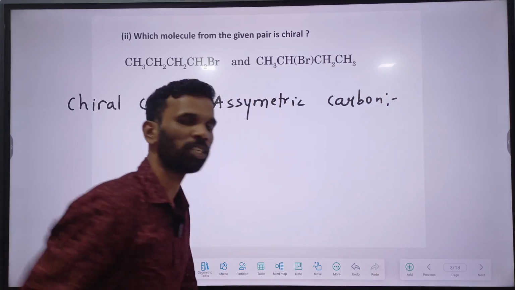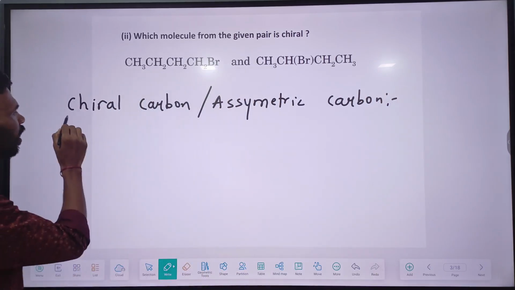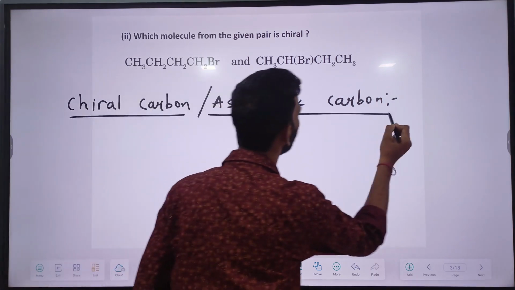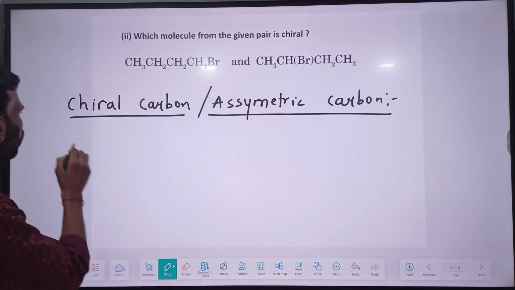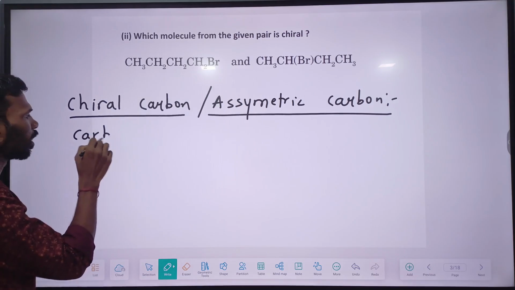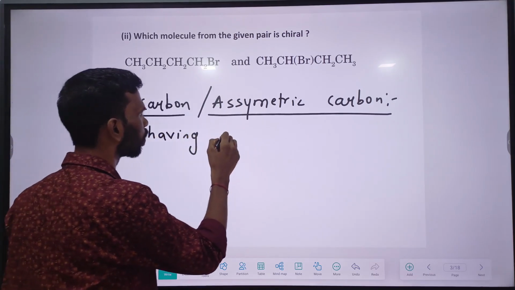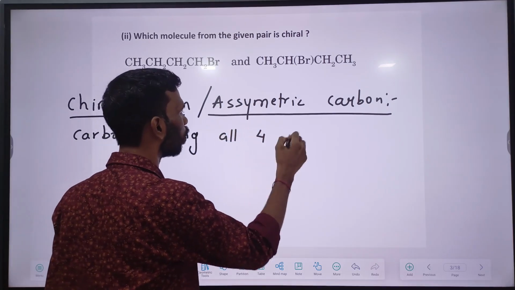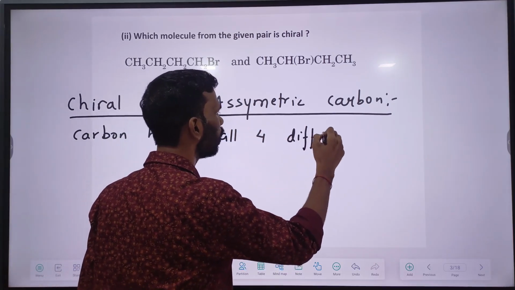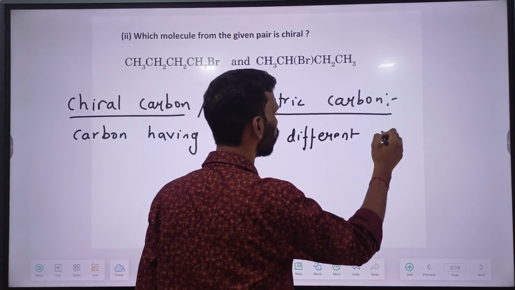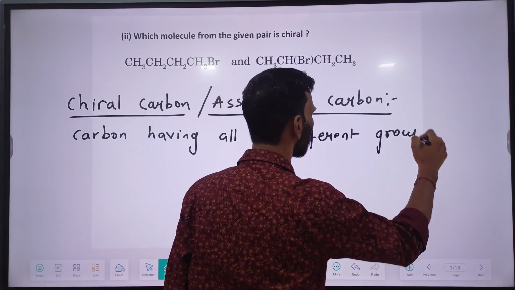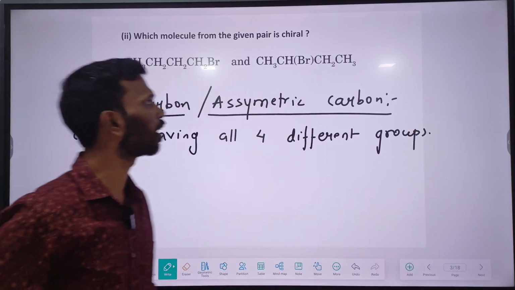The definition is very simple. First I will write the definition: a carbon on which all the 4 groups attached to it are different. Carbon having all 4 different groups. That is what the meaning of chiral is.